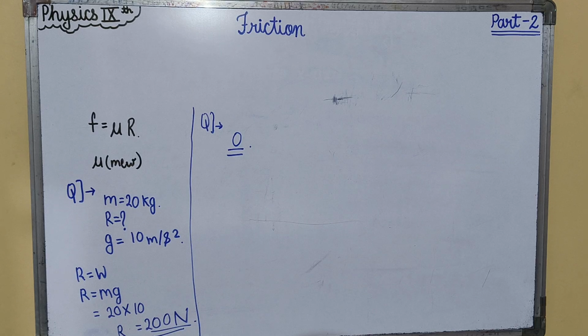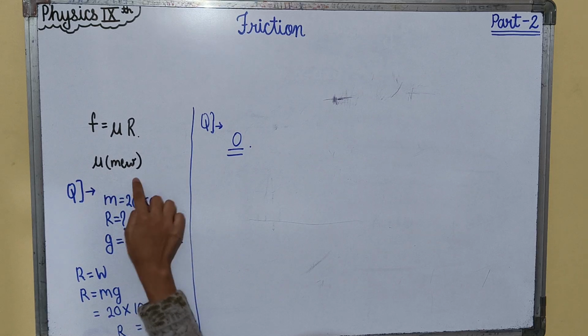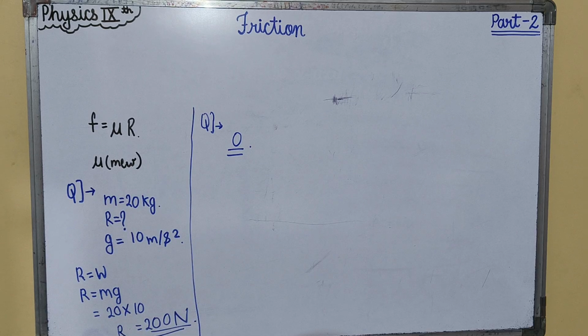Now, factors affecting mu. The coefficient of friction depends on the type of materials the surfaces are made of, steel or wood, rubber or concrete, etc. Second, condition of the surface, that is polished, rough, lubricated, etc. And third, other variables such as temperature.